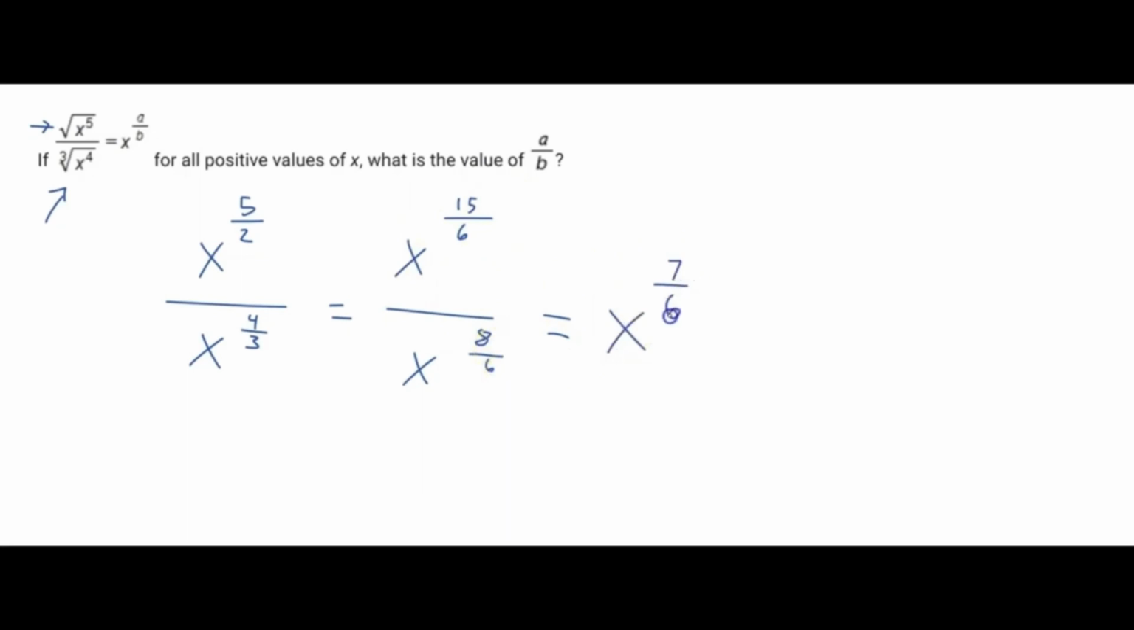And so ultimately, they want to find the value of a over b. We can see a over b is just the power above x, and there is your answer. So the answer here is 7 over 6.